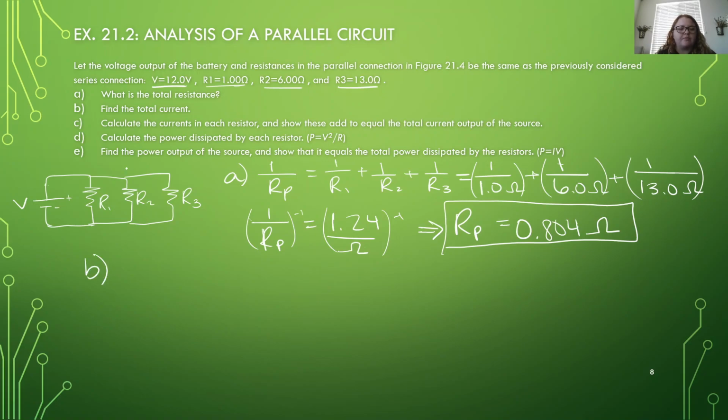Now the second part, I'm looking for the total current. Remember that the current here is going to be the addition of each current. So I is equal to I1 plus I2 plus I3. We don't have those currents readily available, so we will have to solve for them. Remember that V is equal to I times R, or I is equal to V over R.